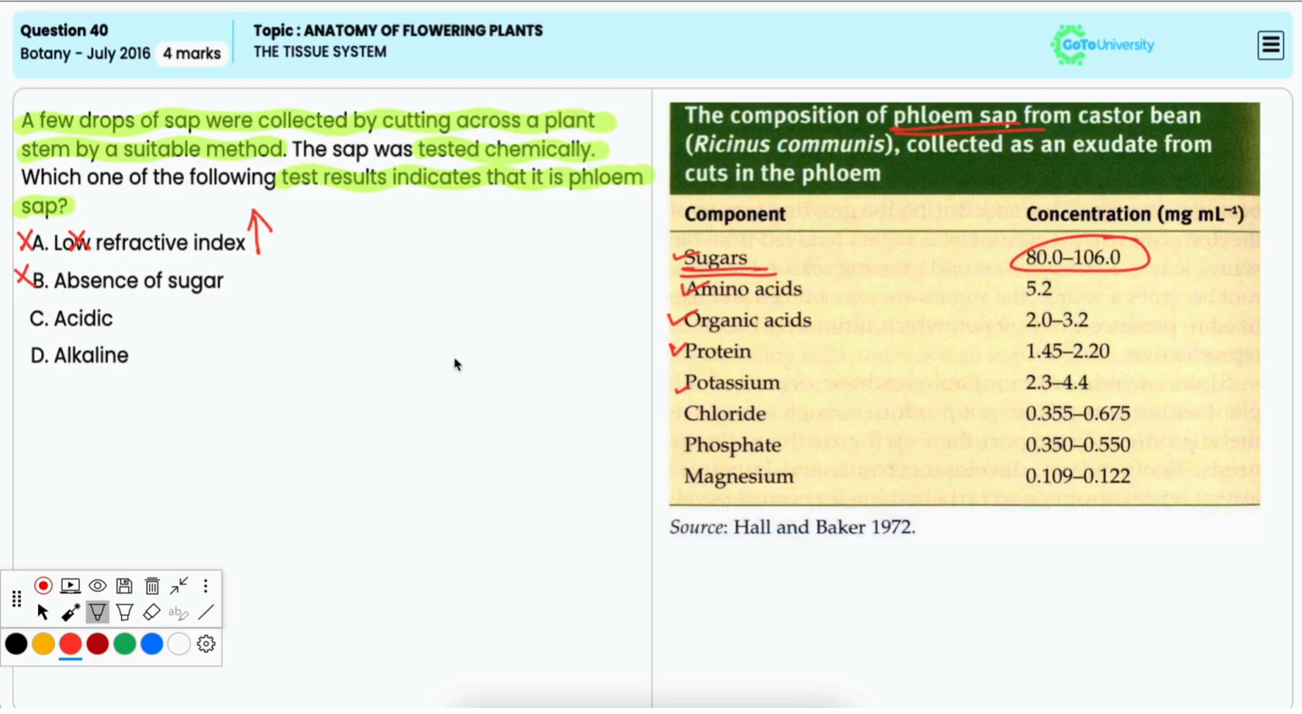Option C, acidic. It is also incorrect because it is not acidic. Its pH is neutral to slightly alkaline.